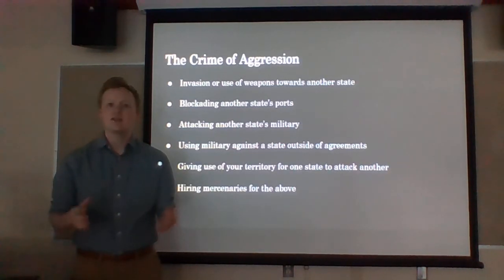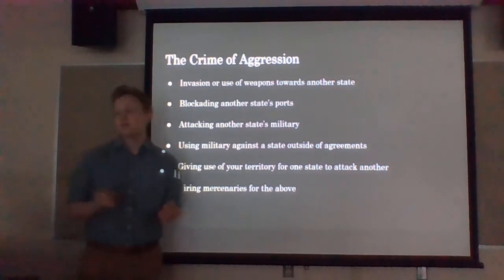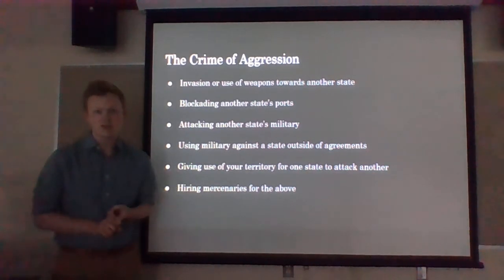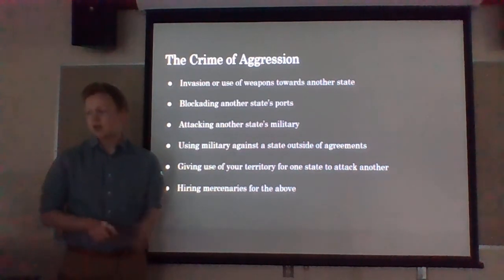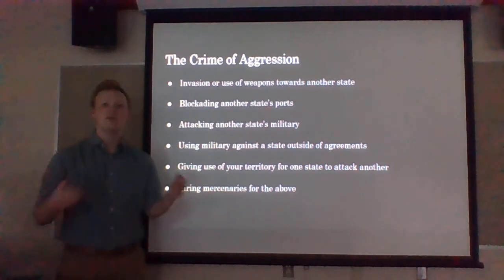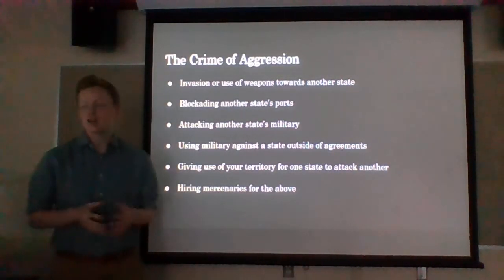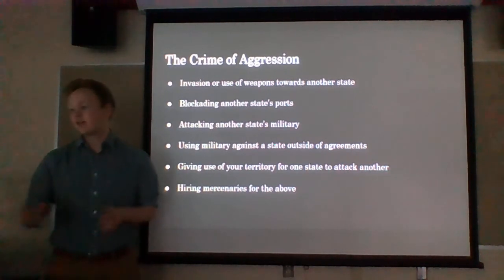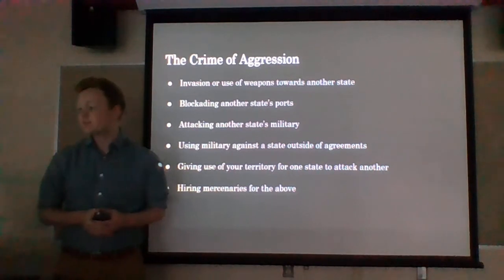The ICC Rome Statute defines the crime of aggression as an invasion or use of weapons towards another state, blockading another state's ports, attacking another state's military, using military against a state outside of agreements that they've had. So if two states are in an agreement to have a conflict together, then actions that are outside of that agreement are crimes of aggression.